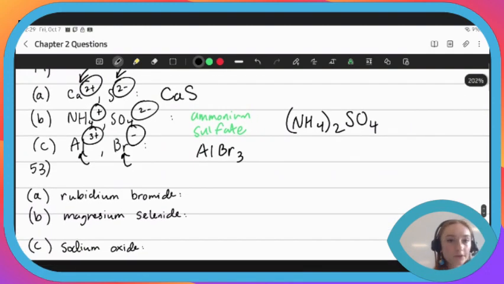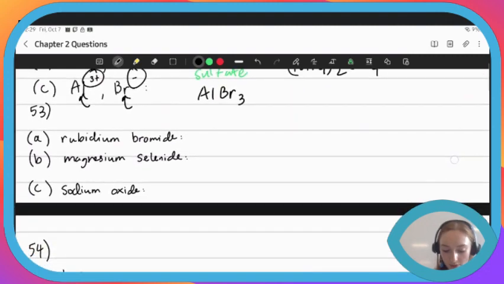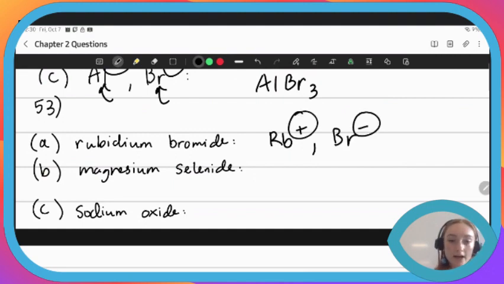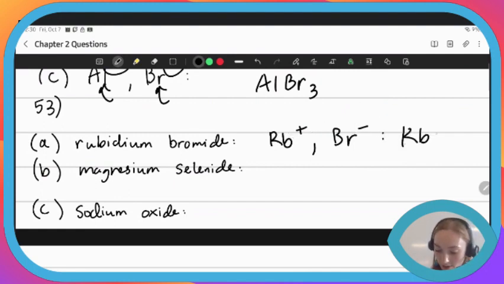So now let's move on to question 53, and we're going to be writing down what these will look like as the actual compound itself, as well as the ions. The first one we have, 53A, is rubidium bromide. On the periodic table, I won't go back, but the symbol is Rb, and it has a charge of +1, so it's an alkali metal. And bromide has a -1 charge, and since these two neutralize each other out, with a ratio of 1 to 1, they will have RbBr as the formula.